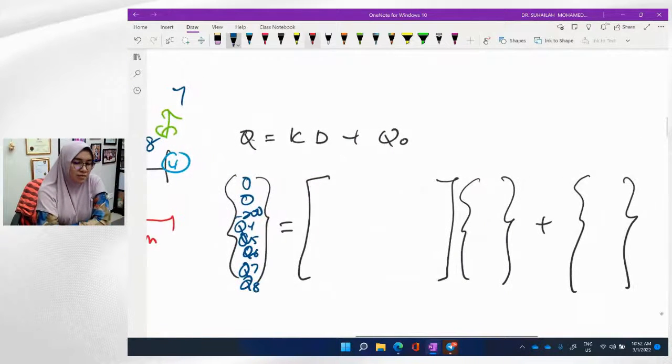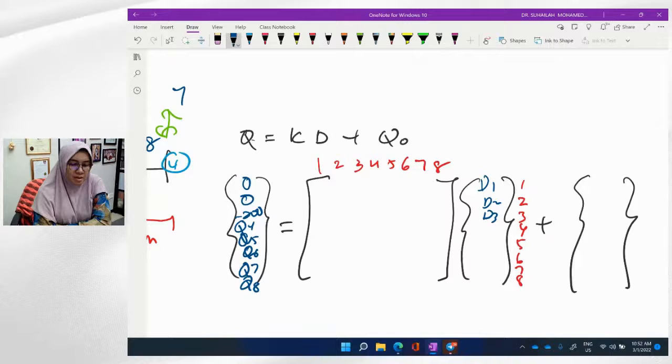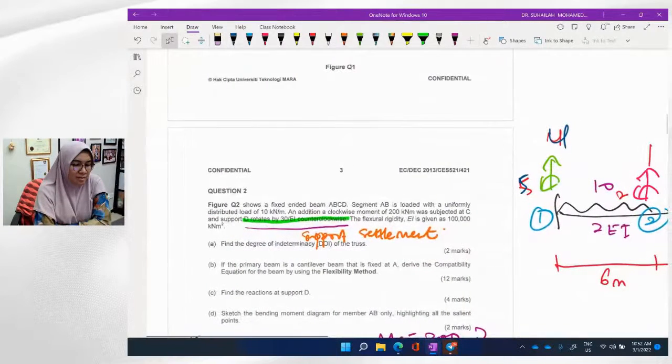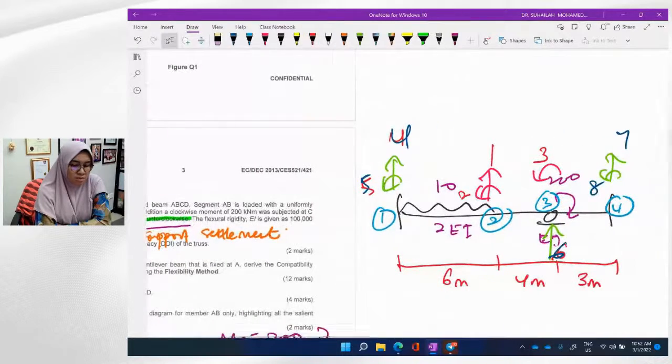Then we have here 1, 2, 3, 4, 5, 6, 7, 8. For displacement, we have D1, D2, D3. The rotation at D is 30 over EI clockwise.